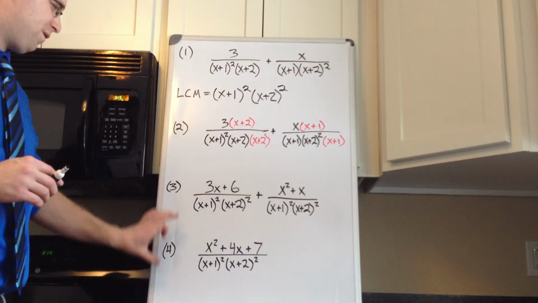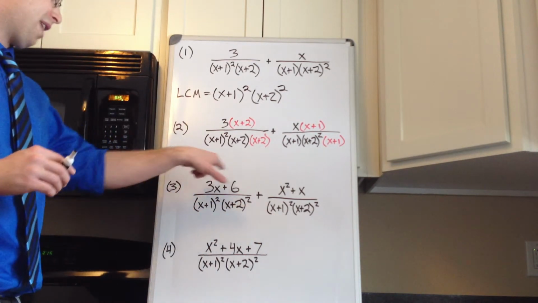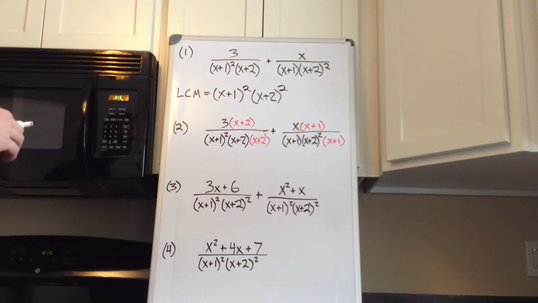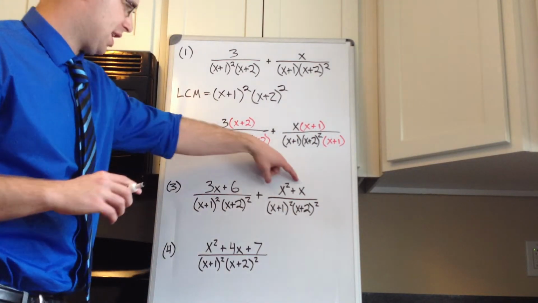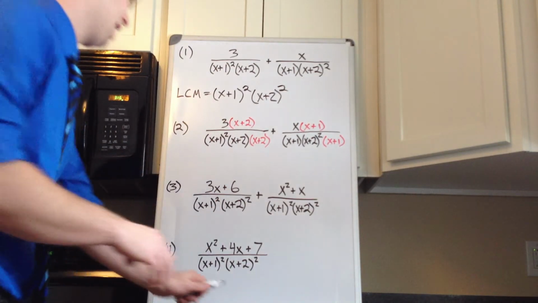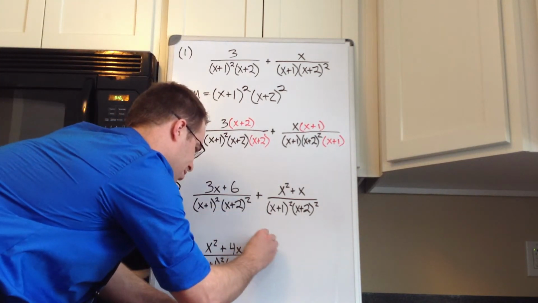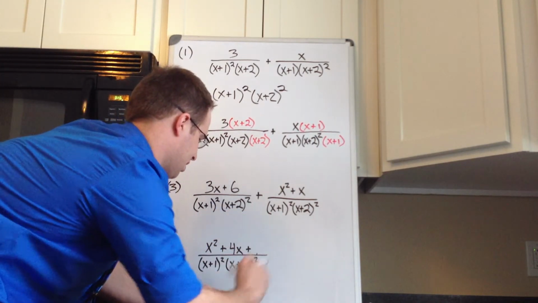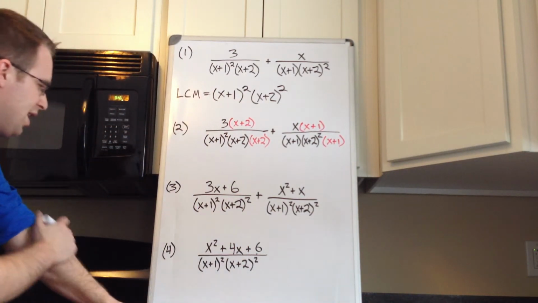From steps 3 to 4, now we're just adding. We have a common denominator, so we just add the tops of the fractions. So it's x squared, plus 3x plus x is 4x, plus 6. And I have a plus 7, which I can't explain, but I can erase. So x squared plus 4x plus 6.